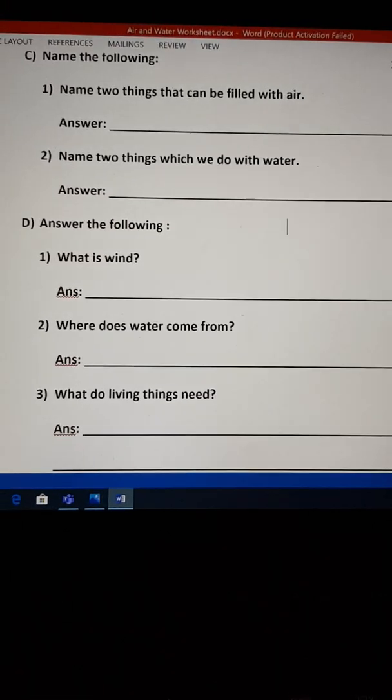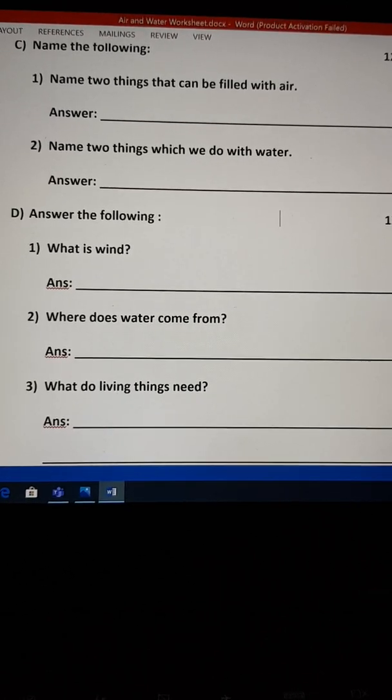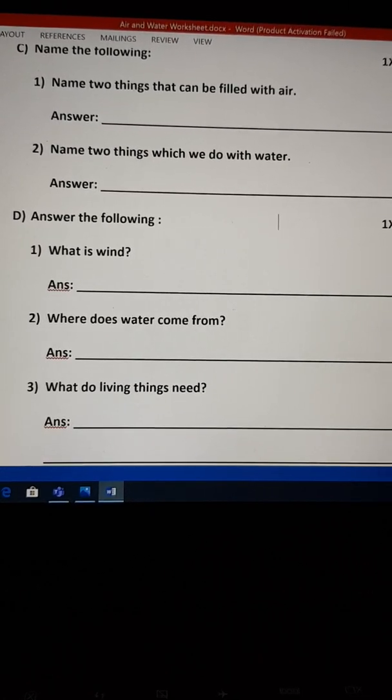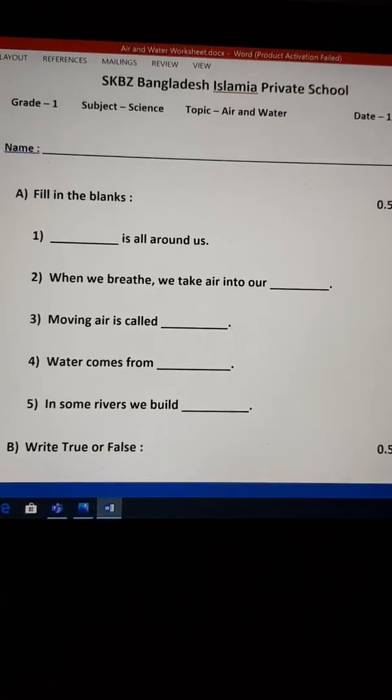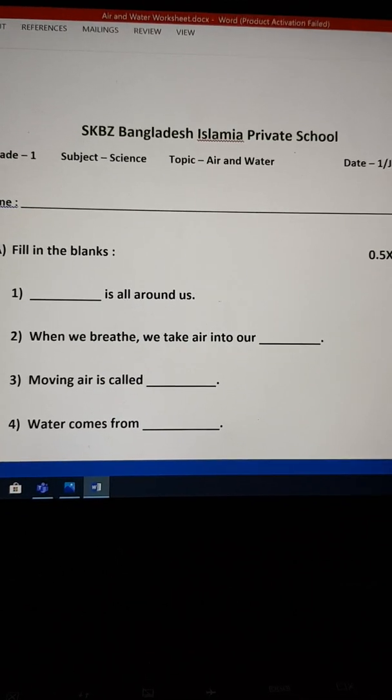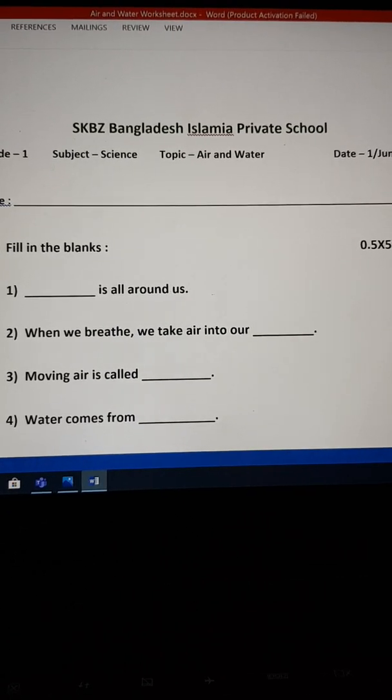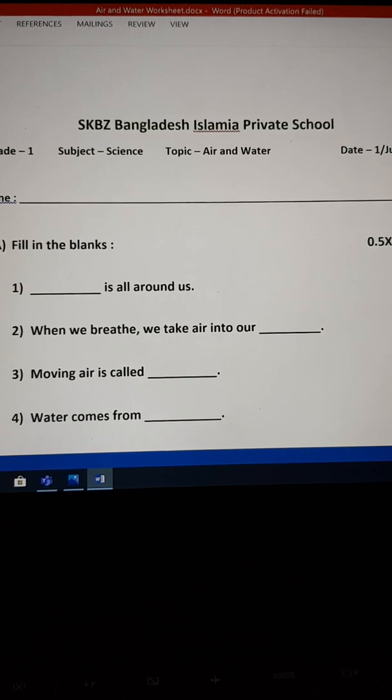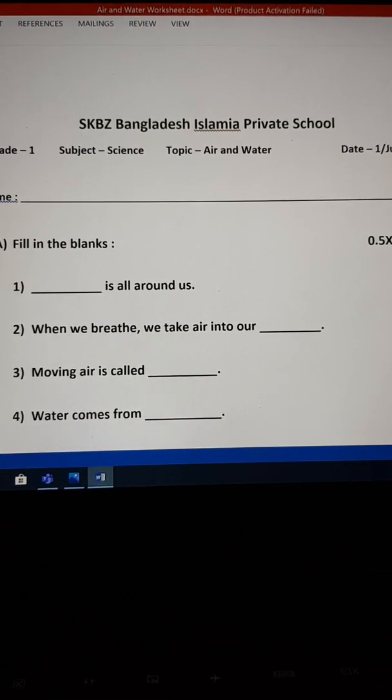Okay, students, give a nice exam. Do not cheat. Don't do any kind of cheating. Okay, be honest and give the exam. Then take a picture of your exam sheet and then upload it in Google Classroom. And if you have any question, please let me know.